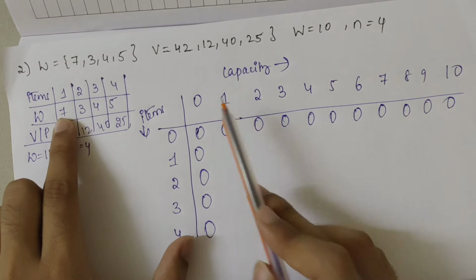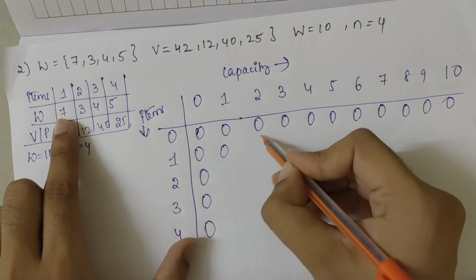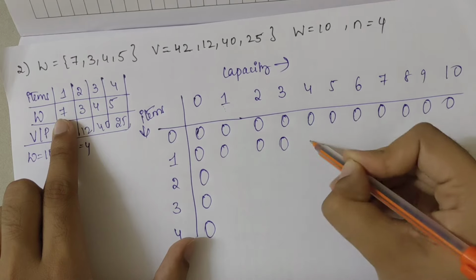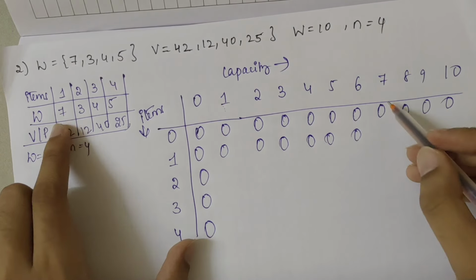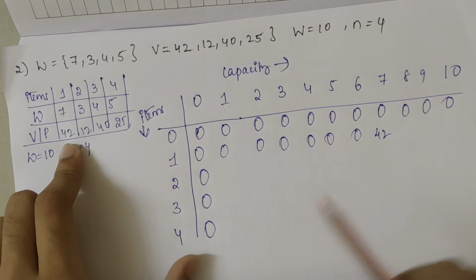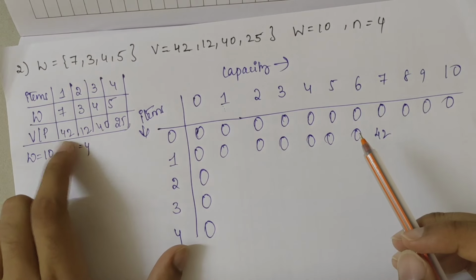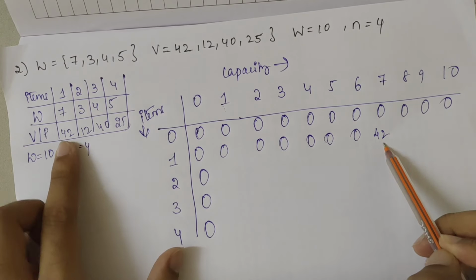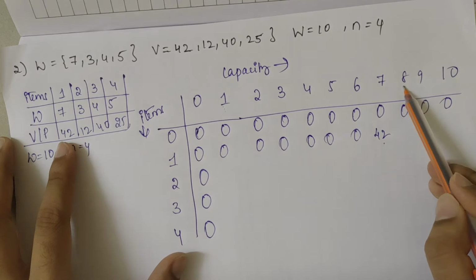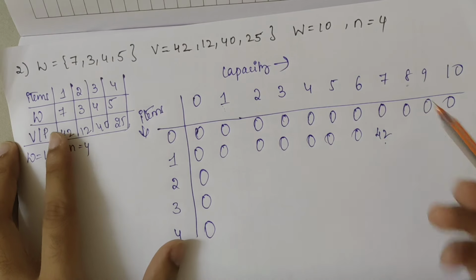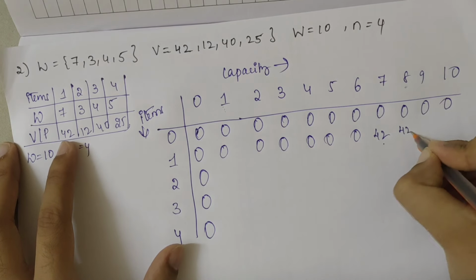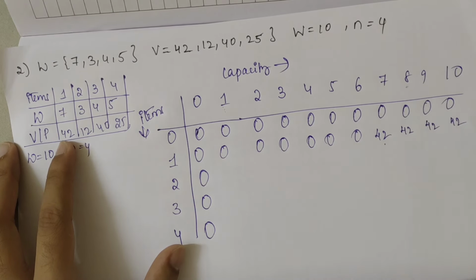Okay, next, moving on to the first item, I have weight as 7. So can weight 7 be stored in weight 0? Weight 1? No. In weight 2? No. In weight 3? No. 4? No. 5? No. 6? Not possible. At 7 I can store 42. So weight 7 having the profit of 42 should be written here, like how we did in the previous question. Now weight is 8. I have 7. So 7 can be stored in capacity of 8, right? So again I'll write 42 here. It implies the same for 9 and 10 as well.